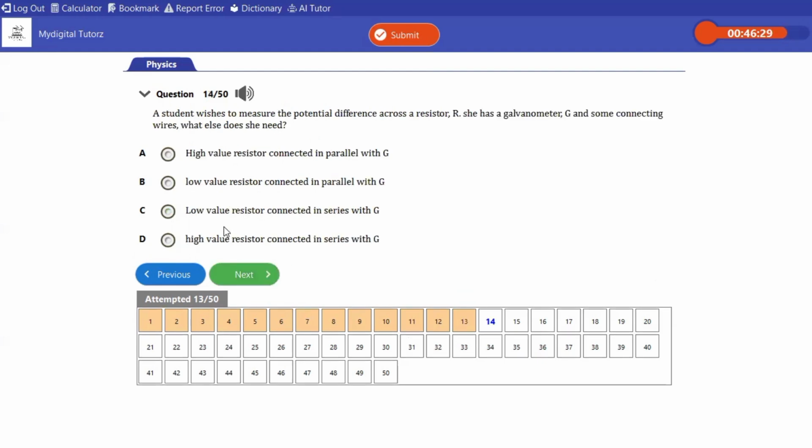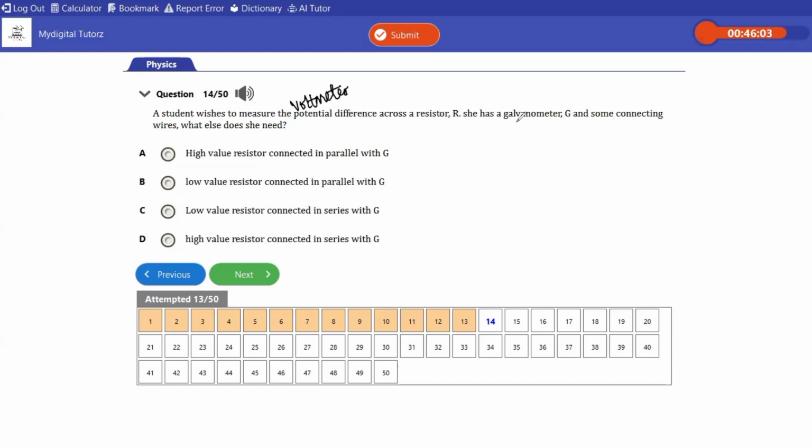So the next question says, a student wishes to measure the potential difference across a resistor R. She has a galvanometer G and some connecting wires. What else does she need? So if you have this type of question, what needs to come to your mind is this: to measure potential difference, what do we use to measure potential difference? Can you remember? Okay, that is a voltmeter. We use a voltmeter to measure potential difference.